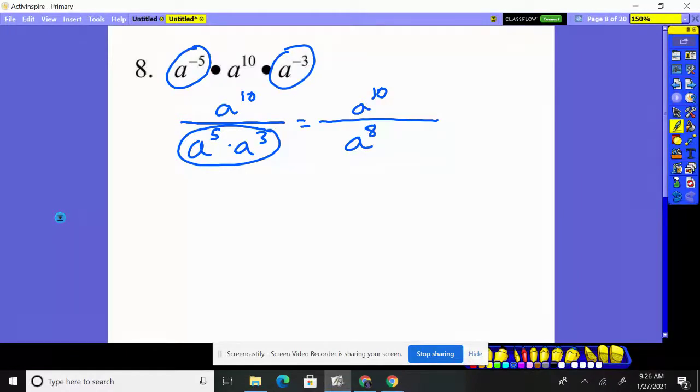Now, you could list them all out, or you could say, hey, I got 10 a's up top, 8 in the bottom, so I can see them crossing out here, leaving me with 2 up top and the number 1 in the bottom, because all the a's in the bottom, there's 8 of them. They all cross out, so they become 1s. And if I have divide by 1, I just write it as whatever the numerator is, because anything divided by 1 is itself.